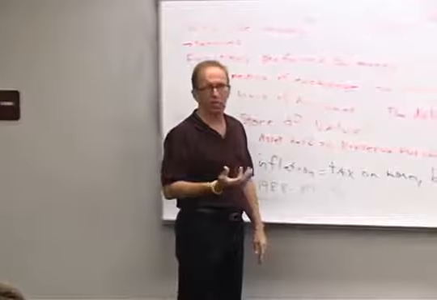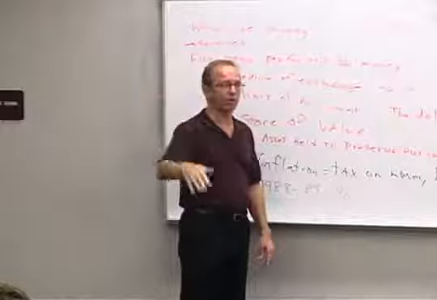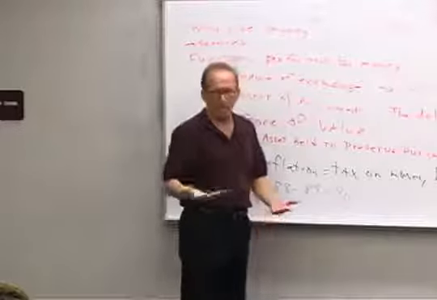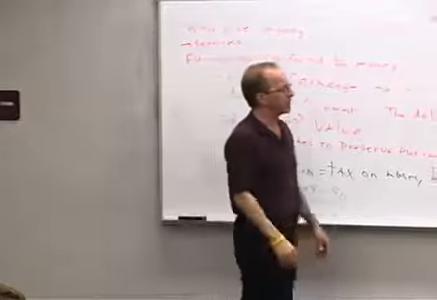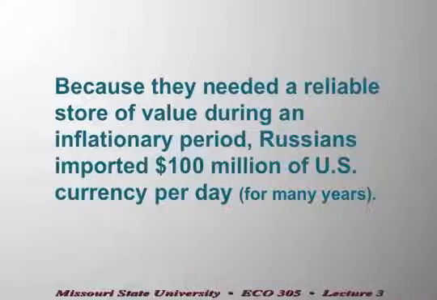Estimates were made. This was all being done secretly. There was nobody announcing, hey, today I traded 1 billion rubles for dollars. This was the kind of stuff you'd keep secret. But estimates were made, and here's what the estimate was. On a daily basis, I'm not saying a week or a month, on a daily basis, 100 million US dollars would go into Russia.